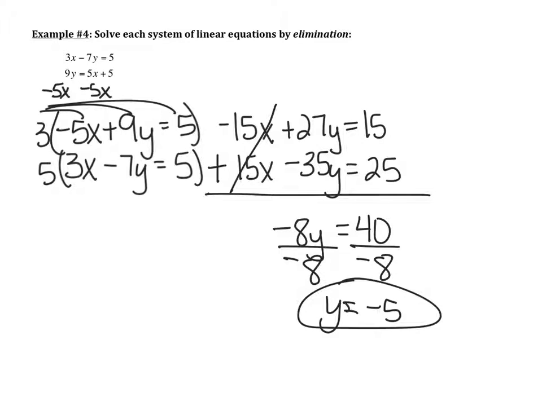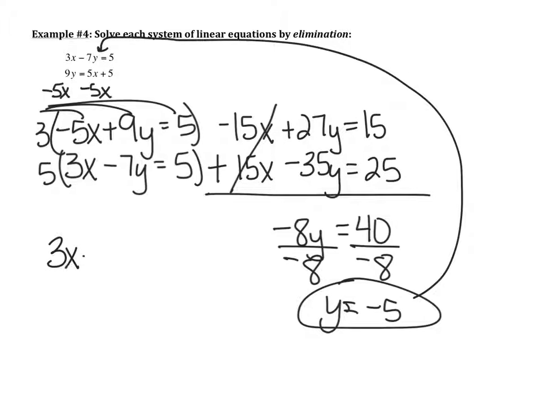Take that answer, plug it back into any equation you want. You have your original two equations, you have the one that you got after you moved the 5x over, and you also have the two new ones you got after you multiplied to make opposites. It'll probably be easiest just to plug it back into the first equation for simplicity's sake. So we would take 3x minus 7 times negative 5, set it equal to 5. Negative 7 times negative 5 is positive 35.